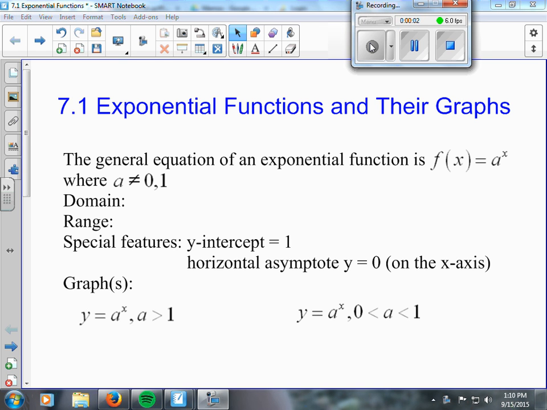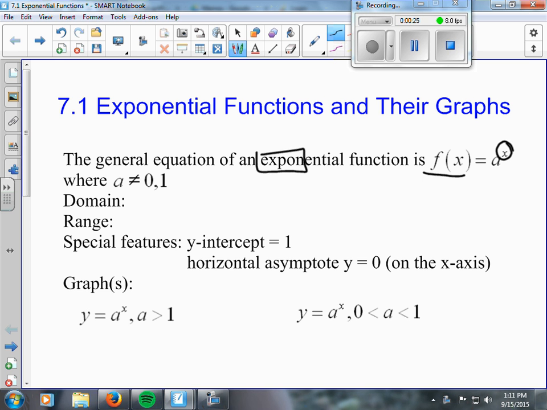We are now in section 7.1, which is new to chapter 7. We're going to talk about exponential functions, their graphs, and some applications today. So in general, an exponential function is a function, f of x, in which your independent variable x is in the exponent.